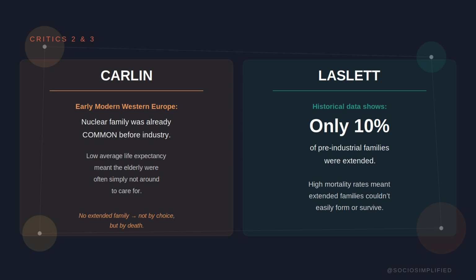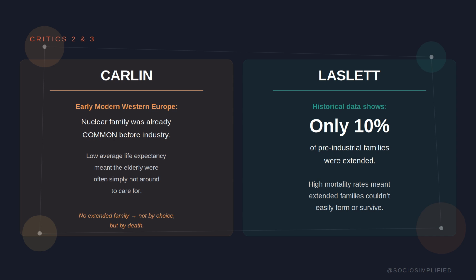Carlin studied early modern Western Europe and found that the nuclear family was actually already common before industrialization. Why? Because of low average life expectancy. People simply didn't live long enough to form multi-generational extended families. If your grandparents are dead by the time you're 10, there is no extended family. So it wasn't that people chose the nuclear family, it chose them because everyone else had died.